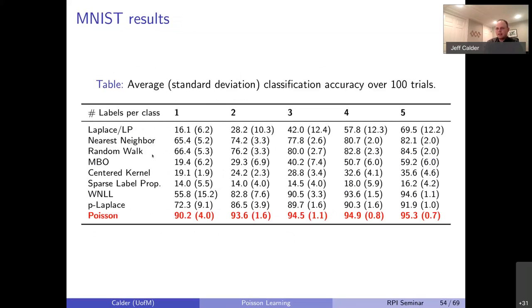So in all these cases, Poisson learning performs better than everything else, and we can get 90 to mid 90s at 1 to 5 labels per class on MNIST. And so this is the average accuracy over 100 trials where I'm randomizing the labeled versus unlabeled data. And the standard deviation over those 100 trials is in brackets.